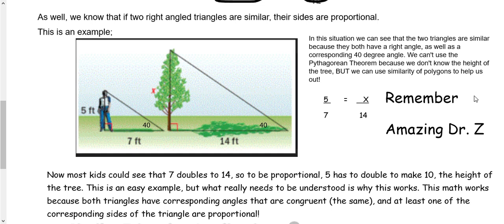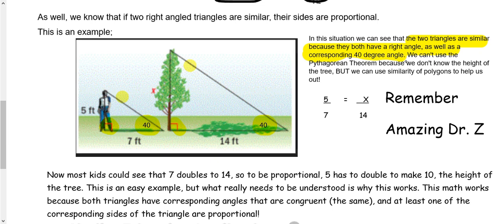Okay, here's another point that's important about these right angle triangles. We know that if two right angle triangles are similar, their sides are proportional. Here's an example. So I've got a right angle there, a right angle there. I've got a 40-degree angle there and a 40-degree angle there. That means that this third one also has to be the same, because each triangle is 180 degrees, and take away 90, take away 40, it's got to be the same for both. Anyway, in this situation, we can see that the two triangles are similar because they both have a right angle as well as a corresponding 40-degree angle.